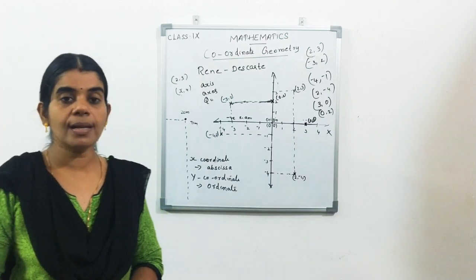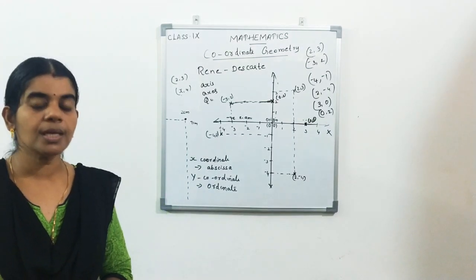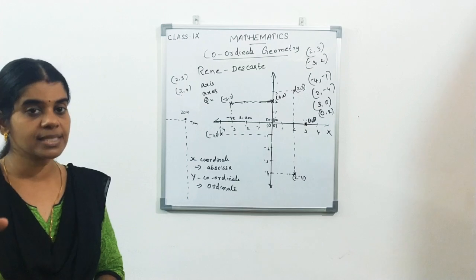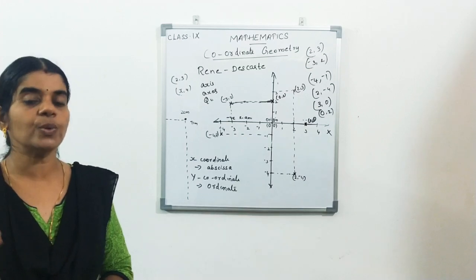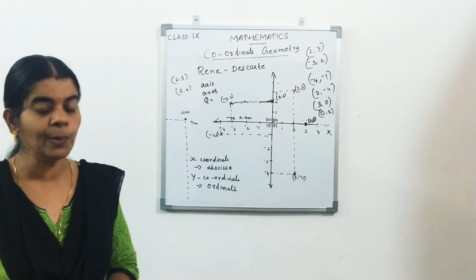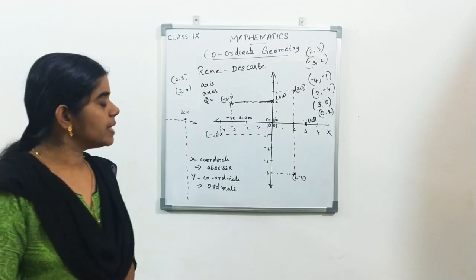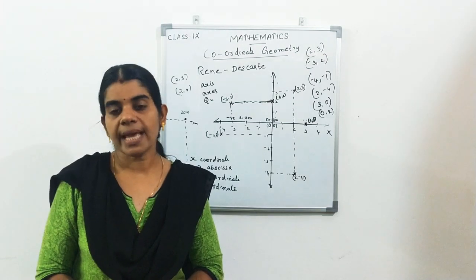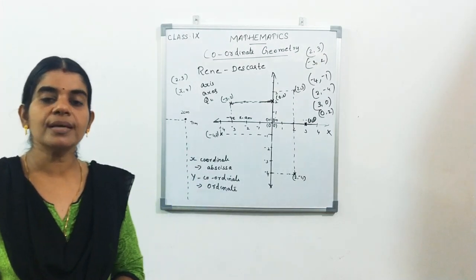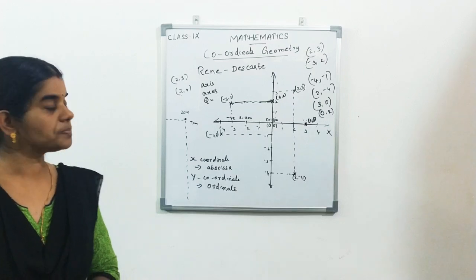While locating the position of an object, you want to write first the x value, the x coordinate value, then you want to write the y value. The x coordinate's another name is abscissa, and the y coordinate's another name is ordinate.